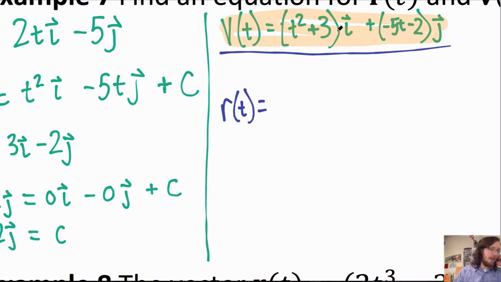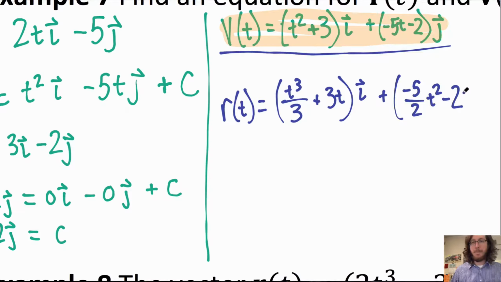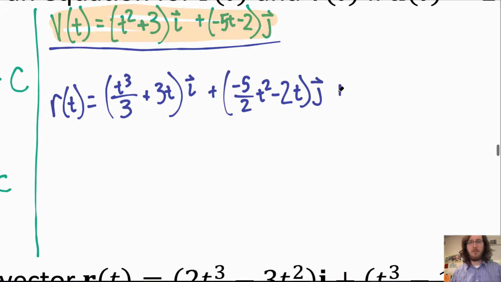Okay, so integrating our velocity vector, we get t cubed over 3 plus 3t, plus a negative 5 halves t squared minus 2t. Okay, don't forget the plus c.